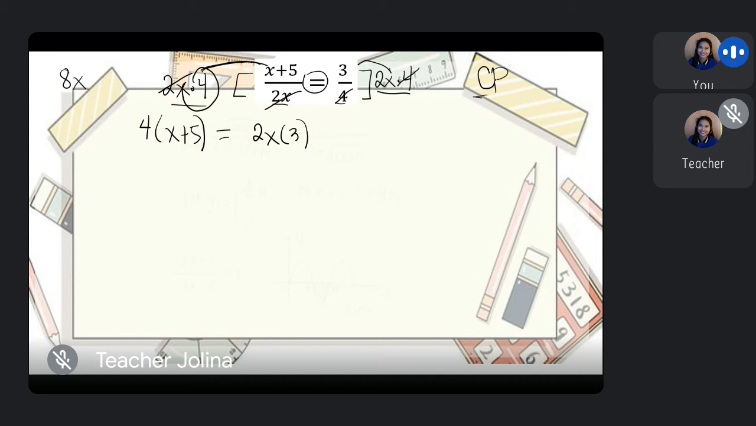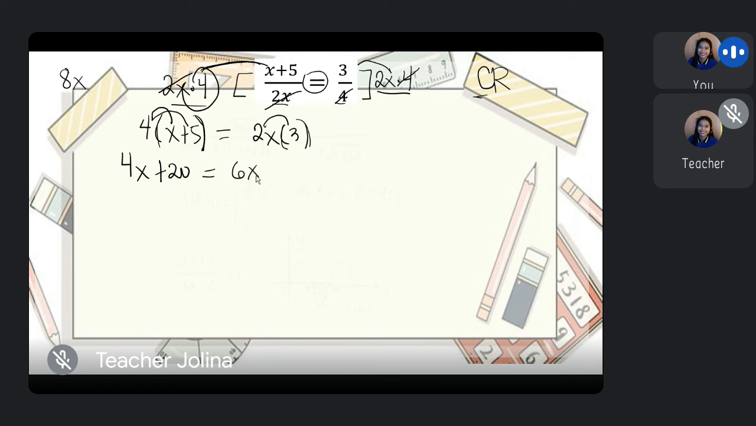Remove the grouping symbol. As you can see, meron tayong parenthesis sa my left side, ganun din sa right side. So, remove lang natin gamit yung product. So, kita nyo naman ang pinaka-applicable na operation dyan is the product. So, we have to multiply 4 times x is 4x. 4 multiplied to 5, that is 20. Distributive property. Ganon din sa kabila, we have 2x multiplied to 3, that is 6x. That is removing the grouping symbol.